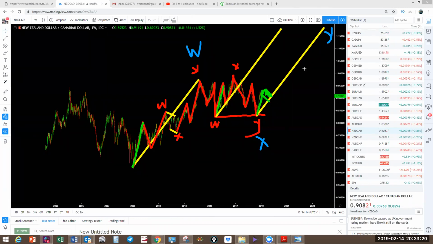Why up until this level? Because this can give you another Z like that. Can give you another Z and take you out again. So you move to break even when you get to that level.